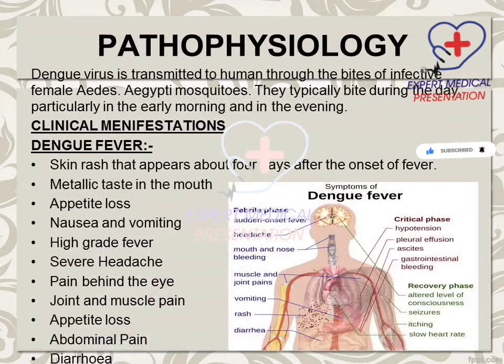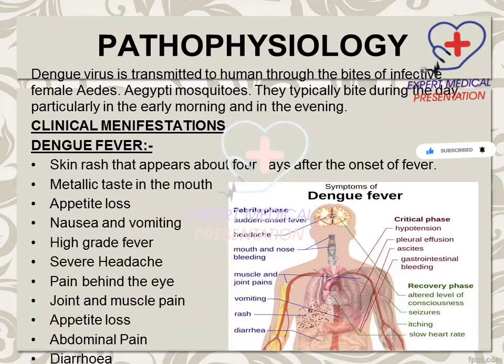Pathophysiology. Dengue virus is transmitted to humans through the bites of infective female Aedes aegypti mosquitoes. They typically bite during the day, particularly in the early morning and in the evening.